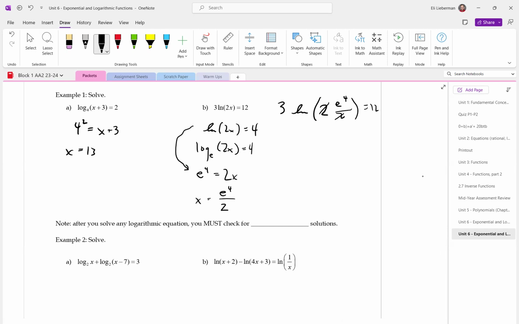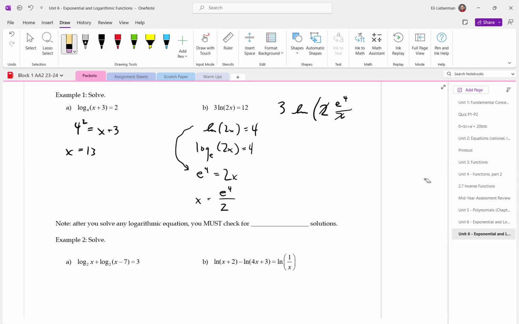And then we have to bring the 4 down. 3 times ln of e to the 4th, bring that 4 down, so that 3 becomes 12. What is ln of e? It's 1, because the base matches the argument. So that's always 1. So 12 equals 12. It's actually not difficult to plug it in, unless you get a decimal approximation, then it's pretty difficult.